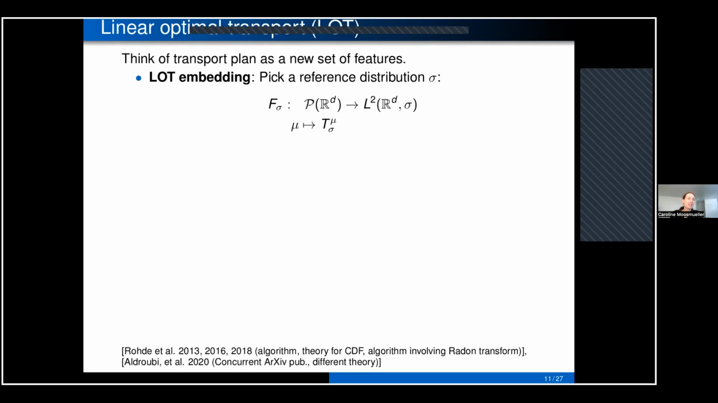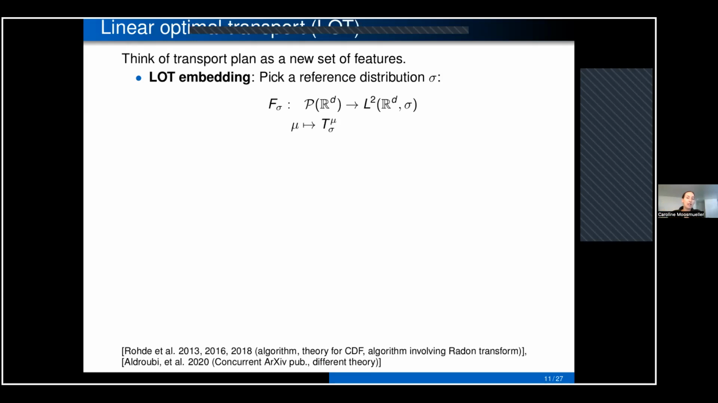I just want to introduce what the embedding is. So what we're saying here is we are using the transport map as a feature of a distribution. So we're picking a reference, call it sigma. It's something you choose, right? So it can be a Gaussian, can be a Lebesgue measure, can be anything else, can be part of your data set. And then you map any other distribution, mu, to the optimal transport map that takes sigma to mu. So what we're saying is you start with a distribution, right? It could be gene expression data from a patient, and you identify it in some sense with the optimal transport map that takes sigma to mu, and sigma is being fixed.